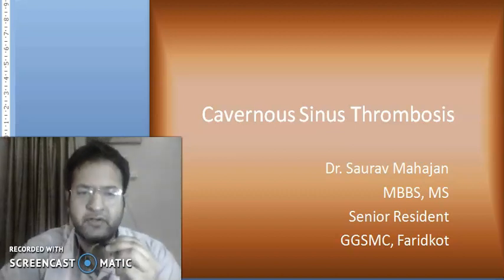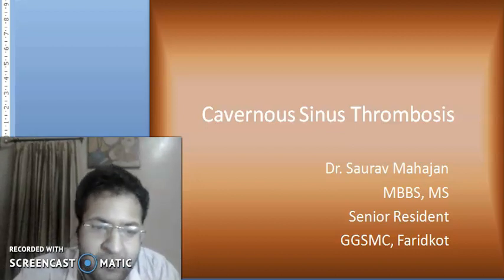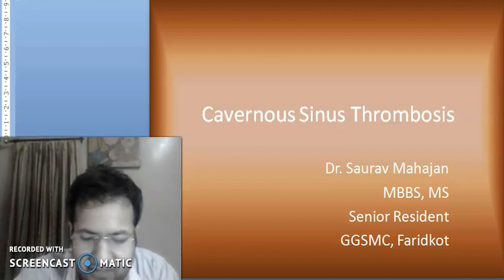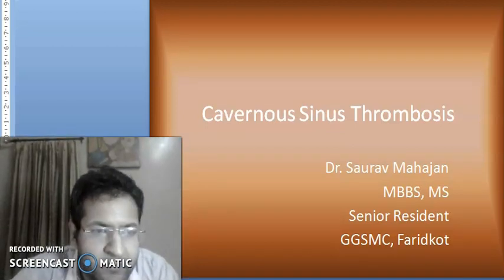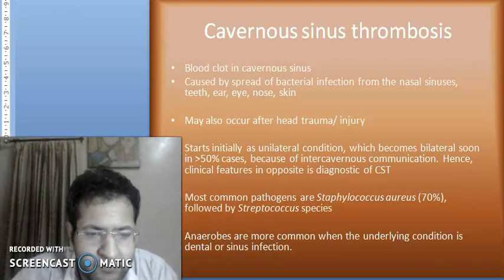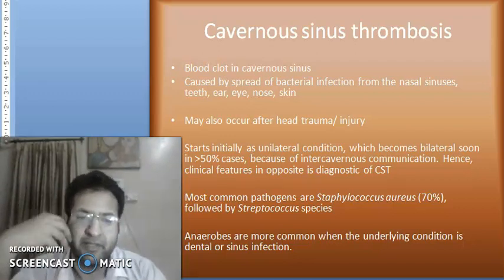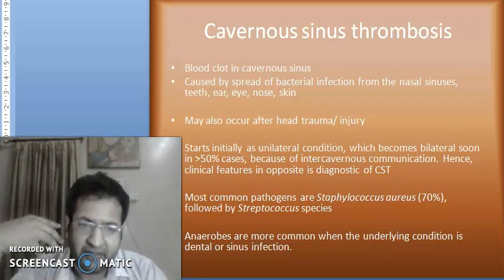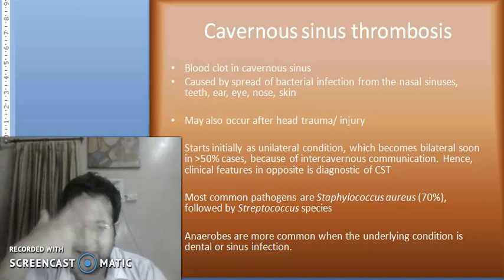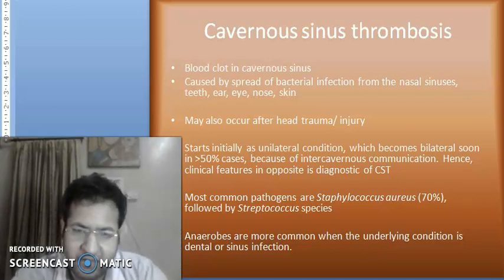Okay, continuing with the cavernous sinus thrombosis, which is stage 5 of the orbital cellulitis modified Chandler staging. Okay, what is cavernous sinus thrombosis? It is a blood clot in the cavernous sinus. It is caused by the spread of bacterial infection from the nasal sinuses, teeth, ear, eye, nose, skin into the cavernous sinus, which is located intracranially.